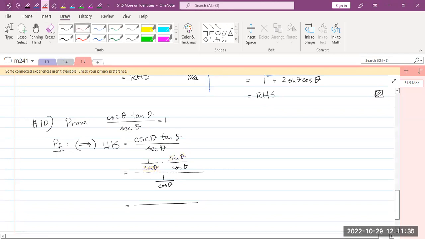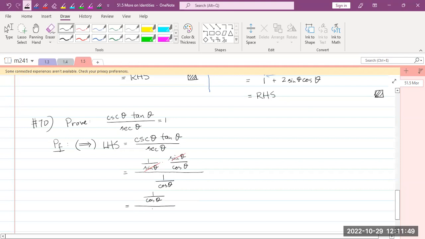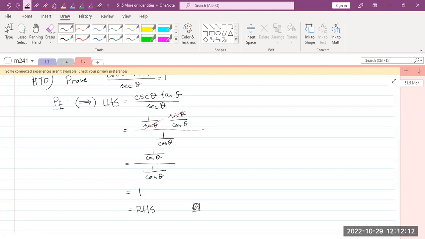You know what? Let me do it this way. So we get 1 over cosine theta, big over 1 over cosine theta. But well, this is just the same expression divided by each other, right? So it must be equal to 1, which is our right-hand side. Don't forget that you need to compare that with what you have on the right-hand side before you close the proof. Okay, that's for number 70.